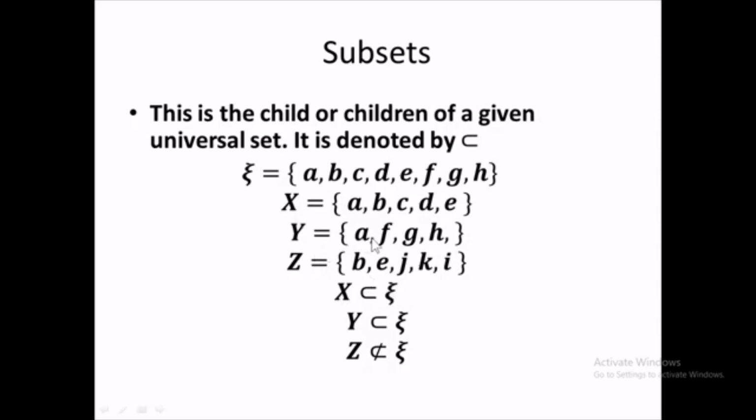Also, look at set Y, having elements A, F, G, H. You can see that all the elements here are also inside the universal set E. So that means set Y also is a subset of the universal set, and that's what you're having here, that set Y is a subset of the universal set. But let's look at set Z, having elements B, E, J, K, I. You can see that J, K, I are not inside this universal set E. So not all the elements in Z are in the universal set. That means set Z is not a subset of the universal set. So that's why you have the elongated C crossed out. That shows that set Z is not a subset of set E.